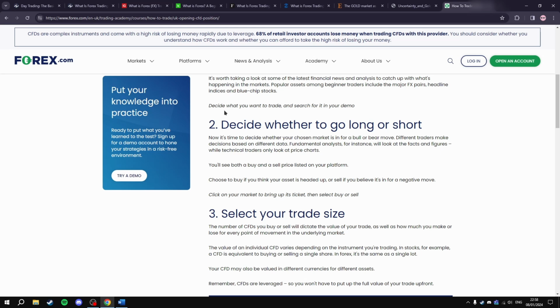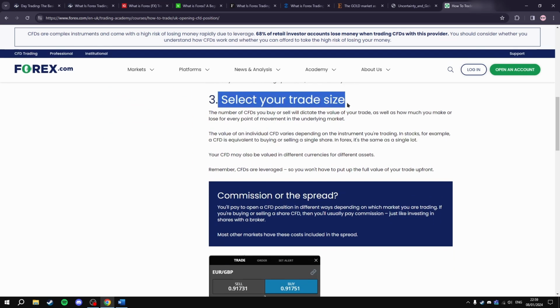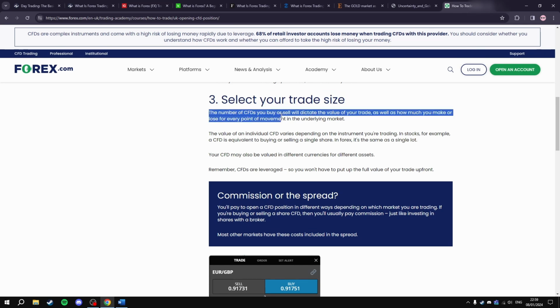You'll see both a buy and sell price listed on your platform. Choose to buy if you think your asset's headed up, or sell if you believe it's a negative move. Click on your market to bring up the ticket and then select buy or sell. Select your trade size. The number of CFDs you buy or sell will indicate the value of your trade, as well as how much you make or lose for every point of movement in the underlying market.